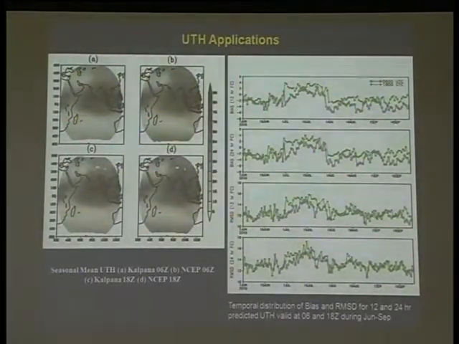So I am just showing an example of how you can do the diagnostic of the model forecast for relative humidity.